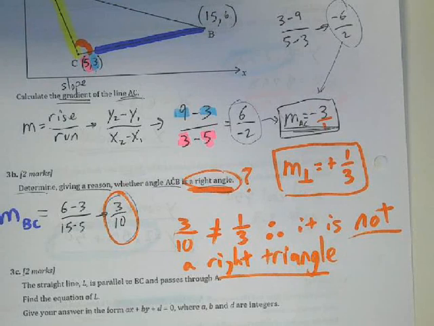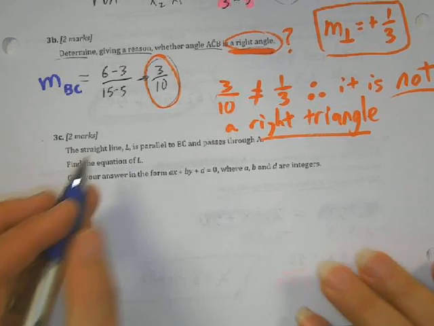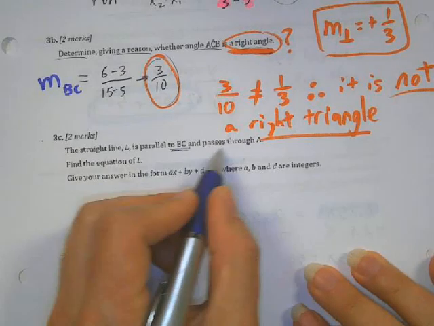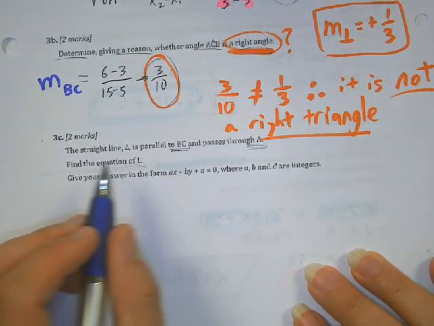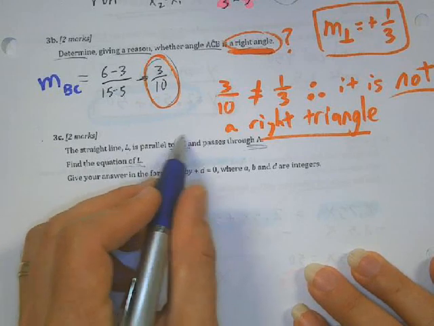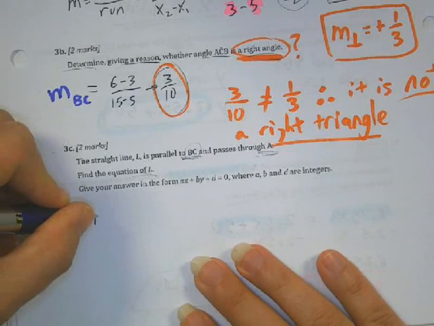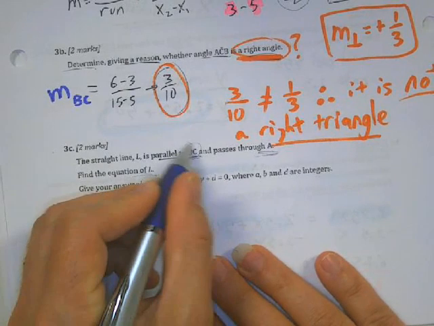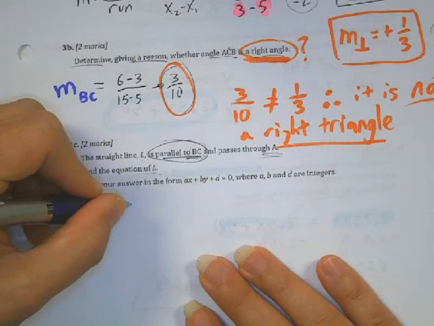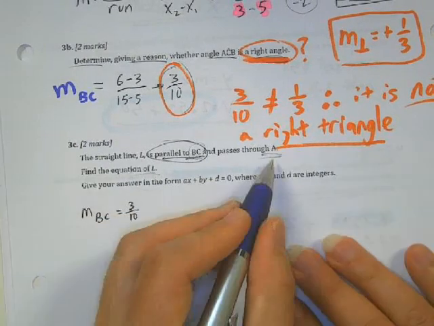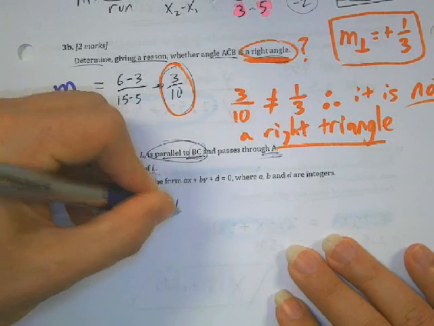Okay, so let's do the next question. A straight line L is parallel to BC and passes through A. Find the equation of L. Okay, so if it's parallel to BC, then it's going to have the same slope as BC. So it's going to have the same slope of BC, which we know is 3 over 10. And if it passes through point A, it has a coordinate of 3, 9.